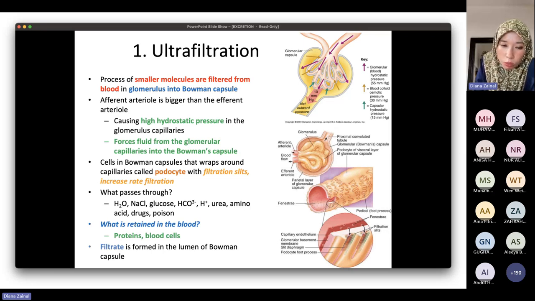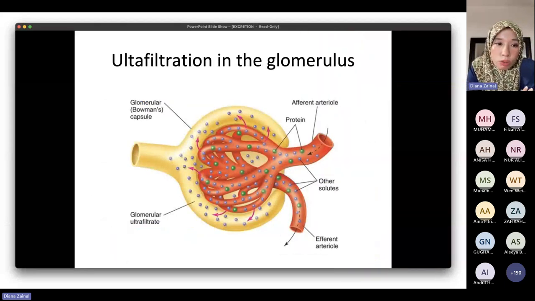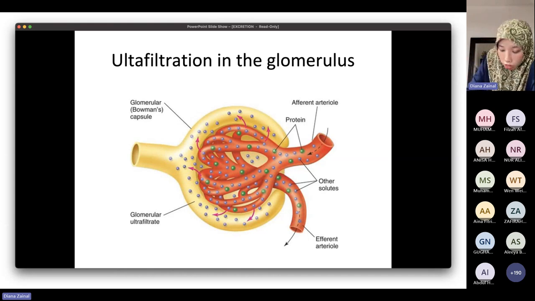So the filtrate is formed in the lumen of the Bowman capsule over here. So this is how it looks like. The afferent entering the glomerulus, going out the efferent. This is the filtration slit over here. Dia macam bukan lubang tau, it's like a slit macam panjang-panjang macam tu. It's a slit that increases the rate of filtration. Okay, so this is how it looks like, the afferent and efferent. Okay, and then you are having the glomerular filtrate containing all the molecules that can pass through. And then dia akan pergi ke proximal tubule.